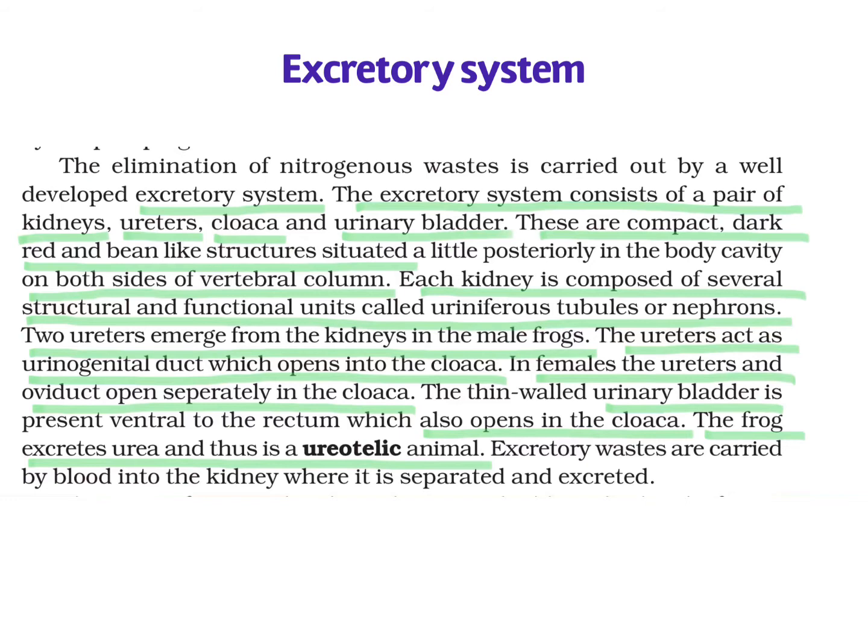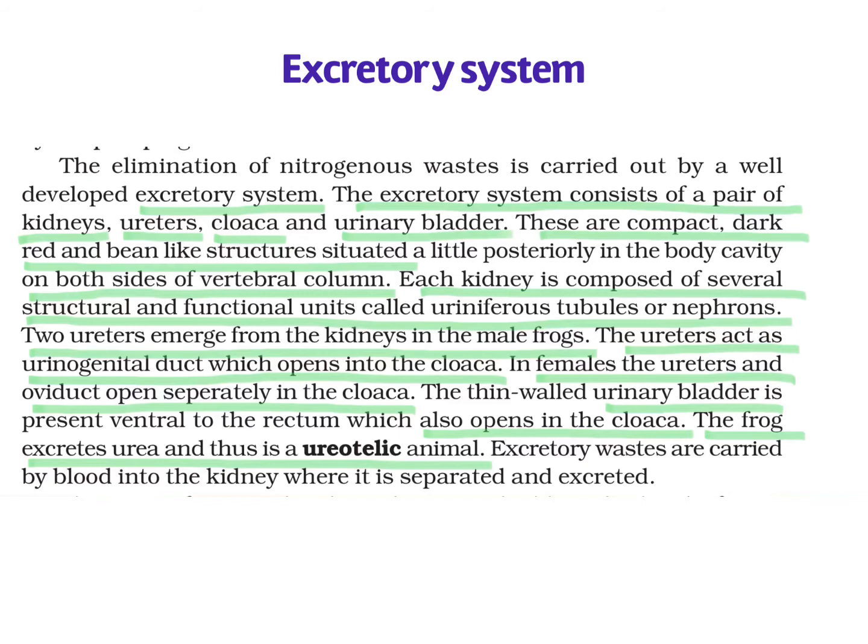Then connected with kidney, two ureters emerge from kidneys in the male frog on both the sides. The ureters are tubular structures, and they act as urinogenital duct which opens into cloaca, especially in males. So these will be included in both reproductive structures as well as the excretory structures. But if we compare this point with females, in females the ureters and oviducts open separately in the cloaca. Okay. So in females we will call them ureters, and in males we will call them urinogenital ducts.